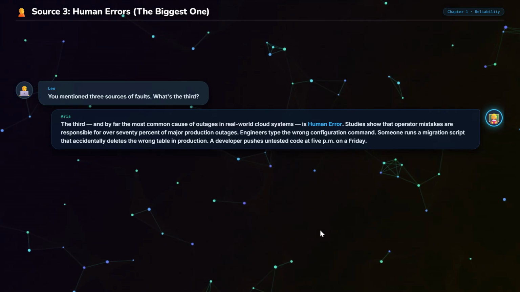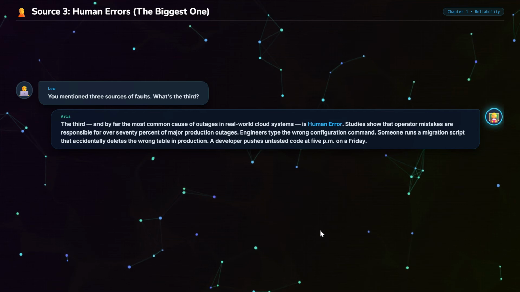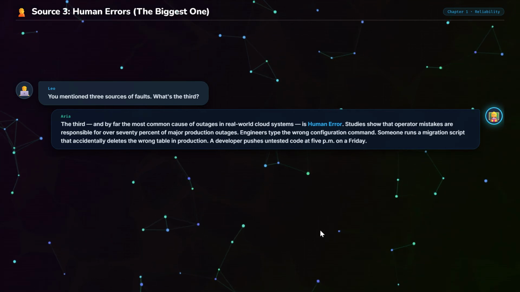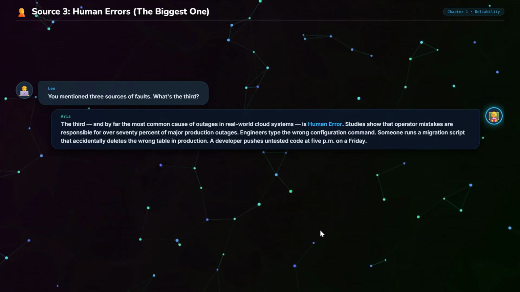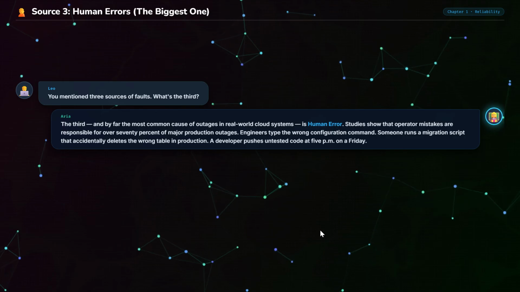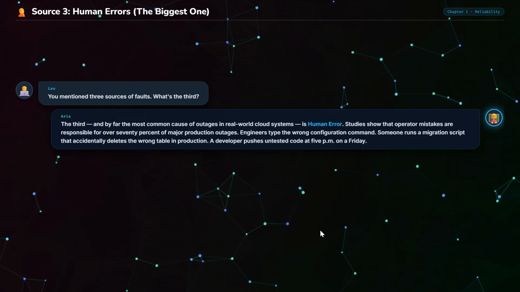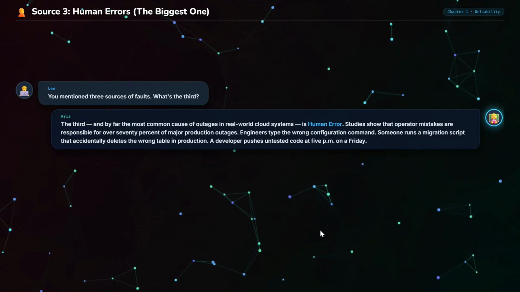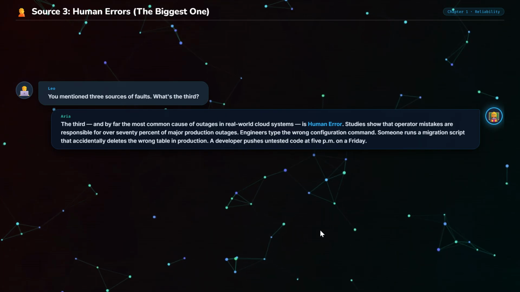Studies and post-mortem analyses consistently show that mistakes made by human operators are responsible for over 70% of major cloud outages. Not hardware. Not software bugs. Humans. Engineers type the wrong configuration command and accidentally take down a production service. Someone runs a database migration script that deletes the wrong table. A developer pushes code that was never tested under production conditions.